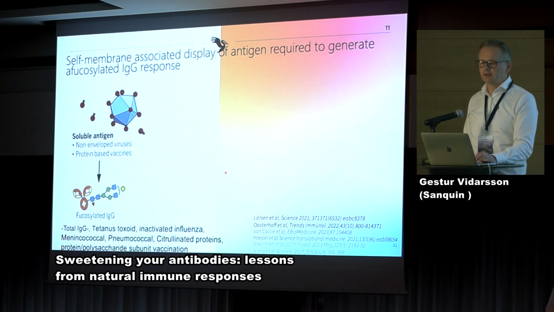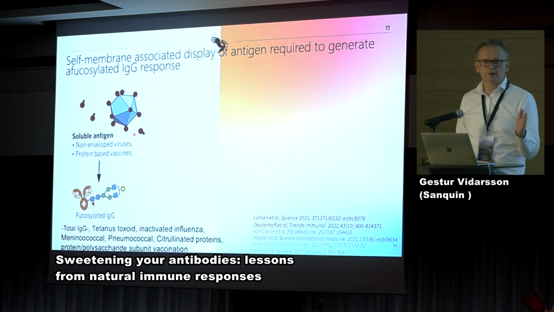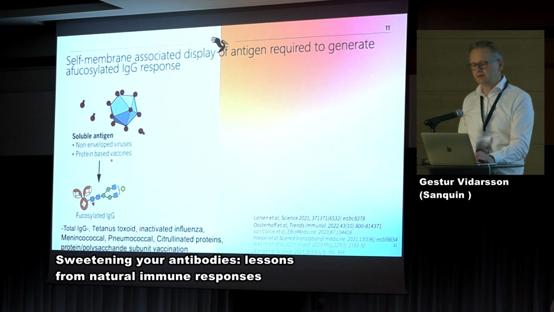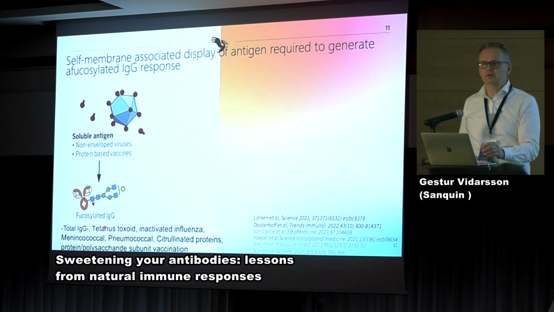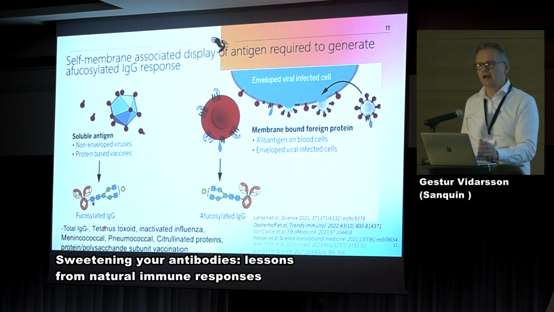Because these are such unique responses, I really have to stress this. If you look at total IgG, we all know this, IgG is almost fully fucosylated. If you look at specific responses, people have done that in a handful of publications, looking at tetanus toxoid and all kinds of immune responses in vaccines, and they're all highly fucosylated, almost 100% fucosylated antibodies. But only these allo antibodies seem to be capable of making afucosylated IgGs.